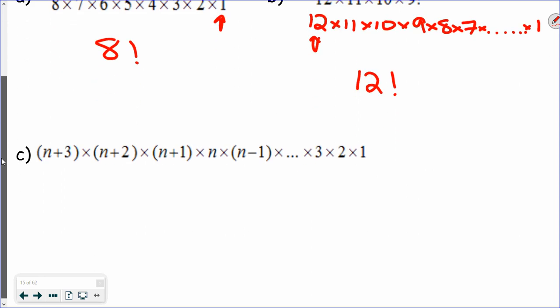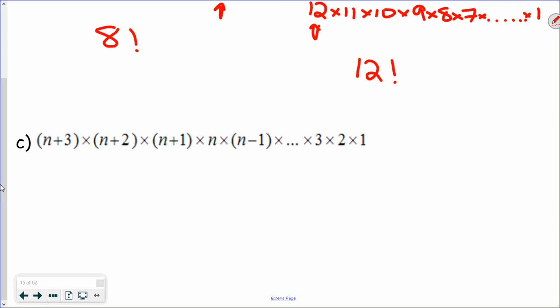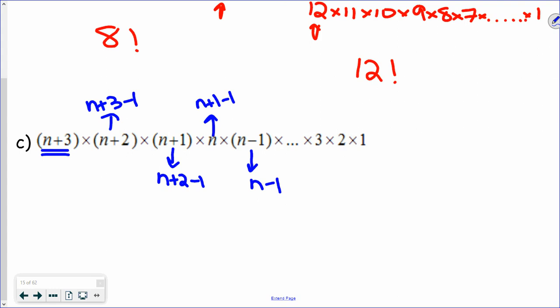Now, quite often students see the n's, and they get worried. N's are just the exact same idea as numbers, just that you have n's. So my starting number is n plus 3, which means my next number would be n plus 3, subtract 1, which is n plus 2. This number would be n plus 2, subtract 1. This number would then be n plus 1, subtract 1. That gives me n. This one then is n, subtract 1. And again, notice how it goes all the way down to 1. So my starting number was n plus 3, and it's a factorial because it goes all the way down to 1.